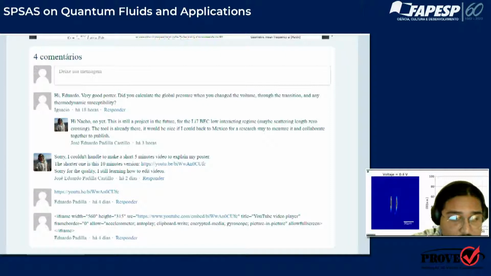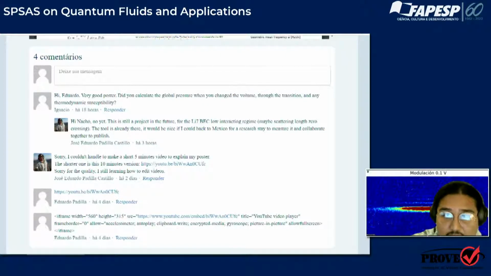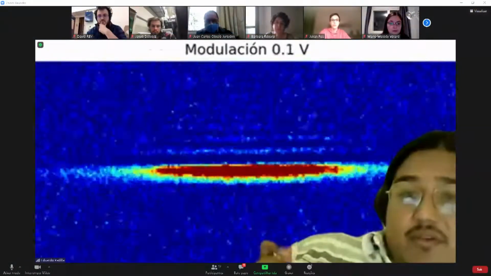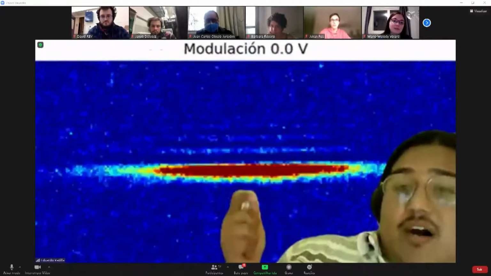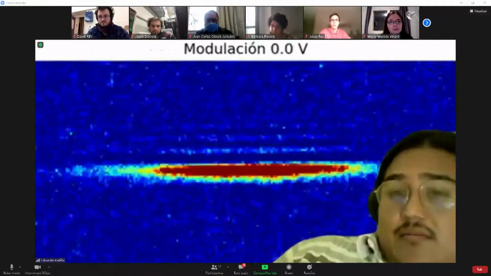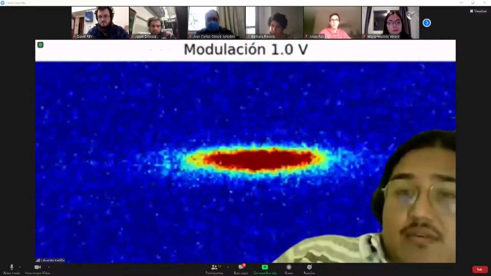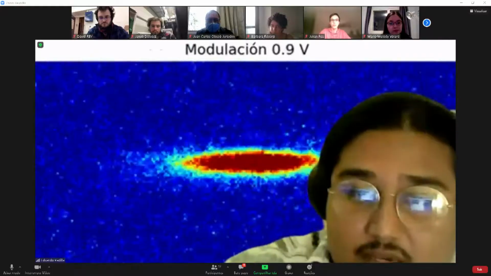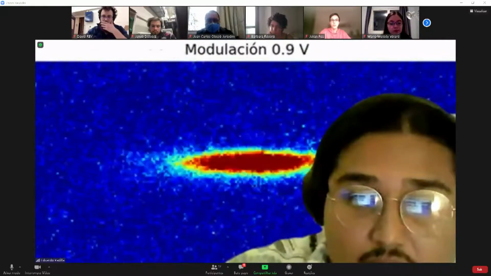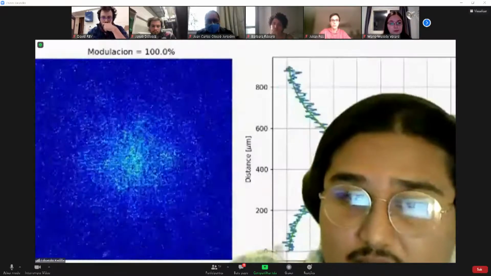What else can we do with this potential? For example, we can change the geometry. We can begin with a really cigar-shaped trap and then go to a pancake trap. So this is really useful also. And what else?